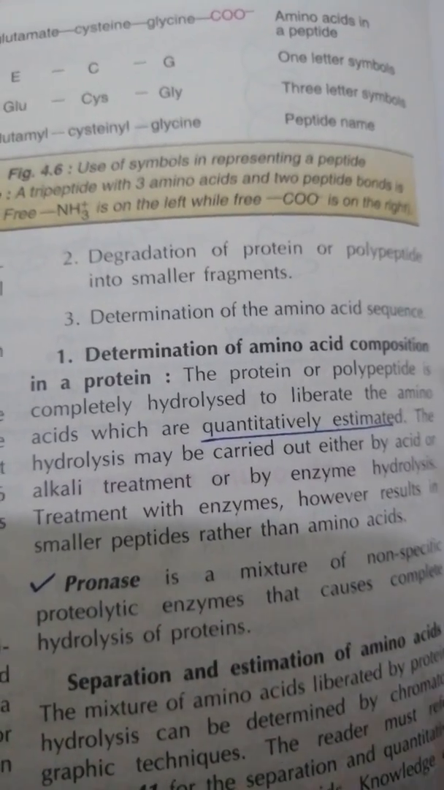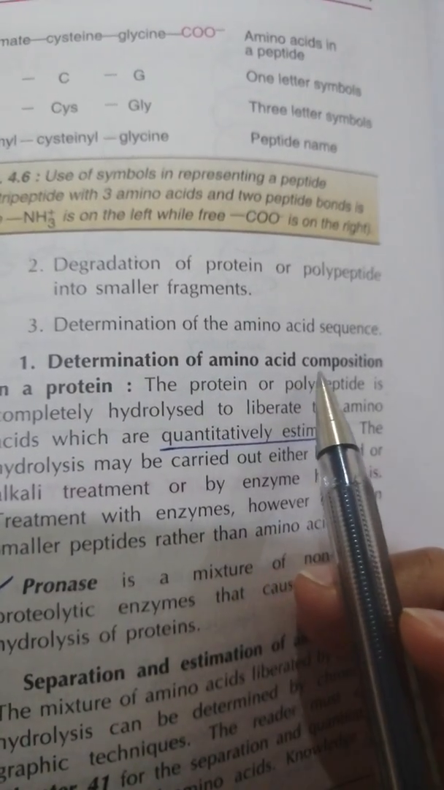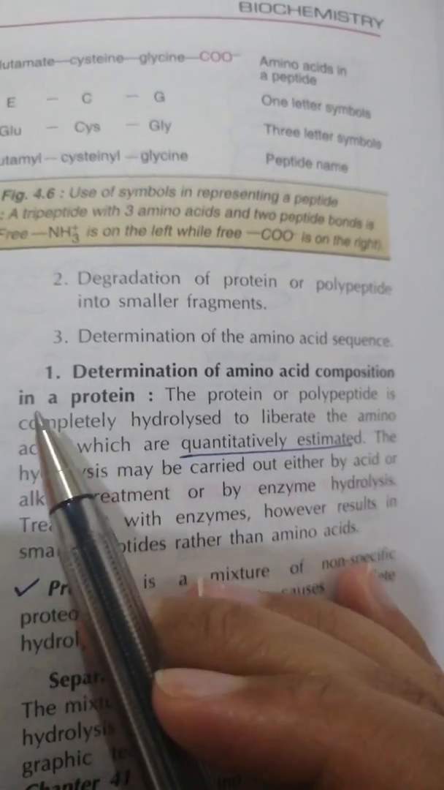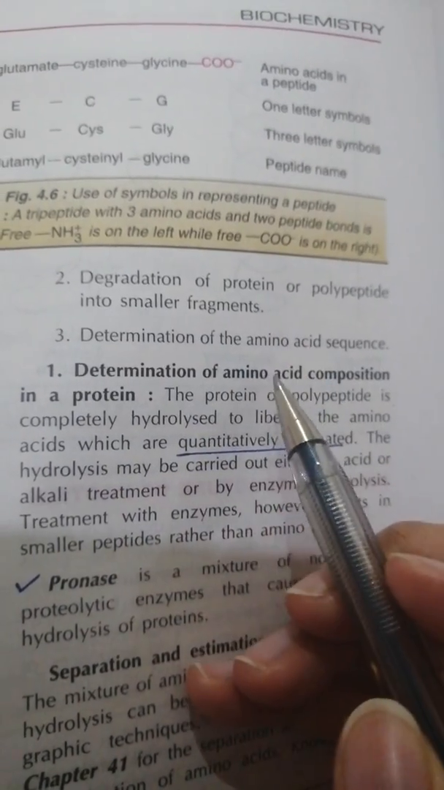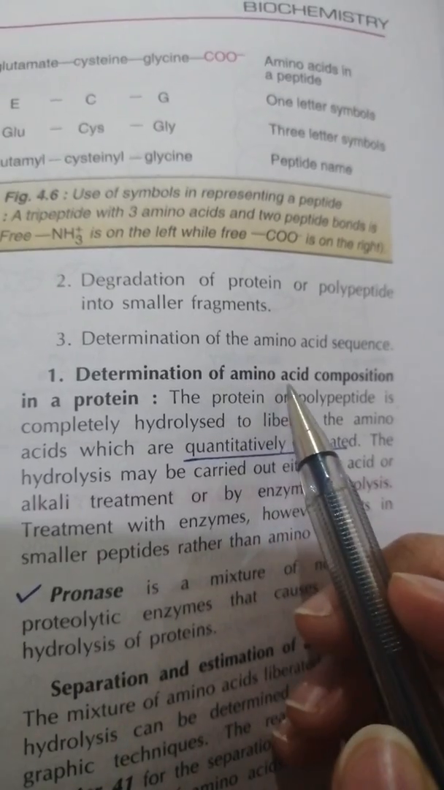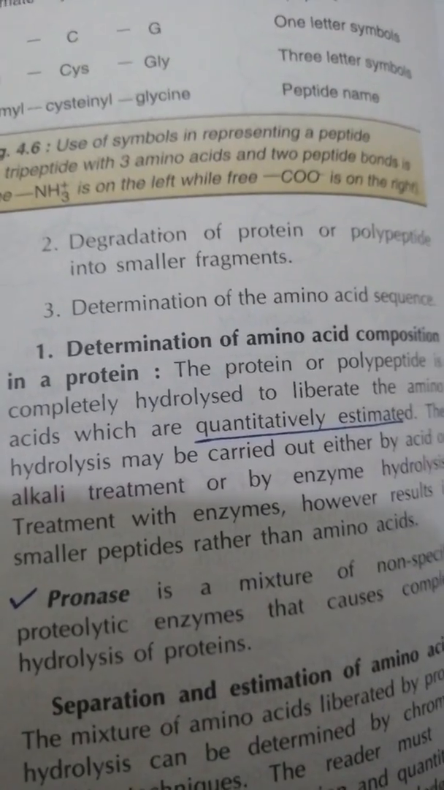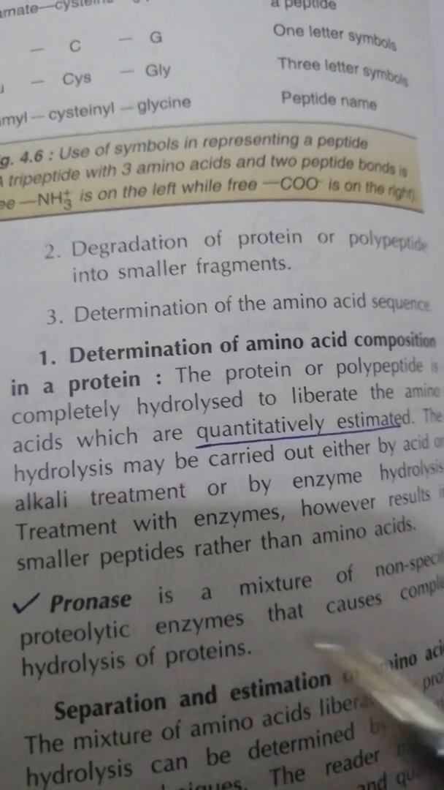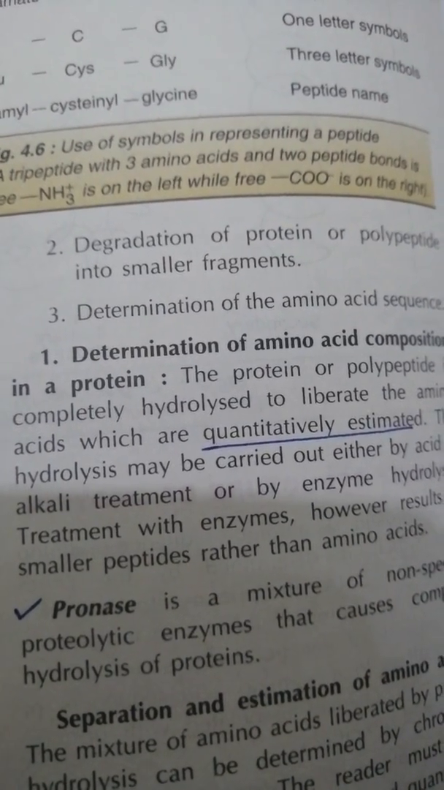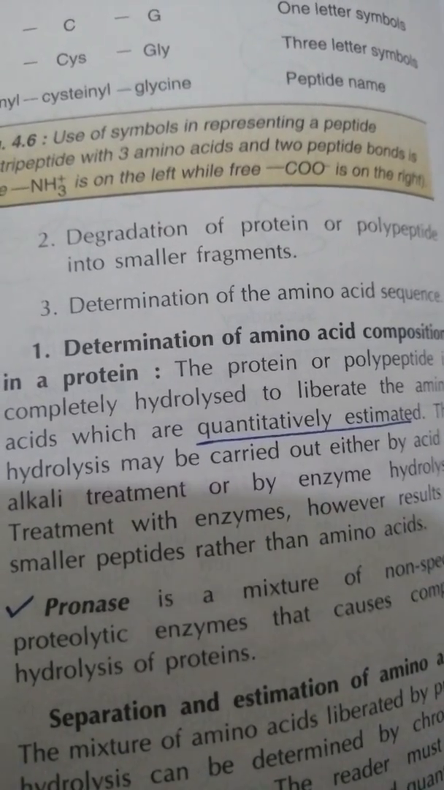So we'll start with the determination of amino acid composition in a protein. This is an important word. In the first step, you don't write sequence, you write composition. Because even though we know which amino acids are present and how many of them, we don't know where they are present relative to each other.